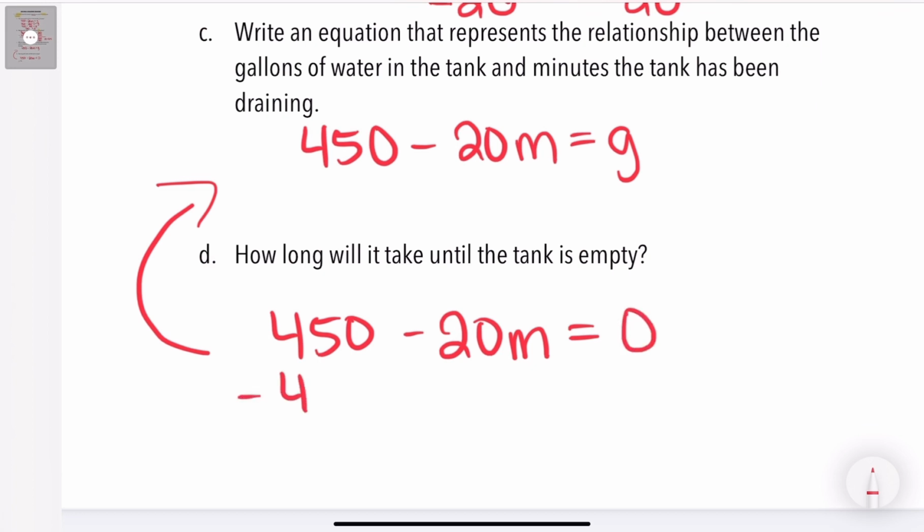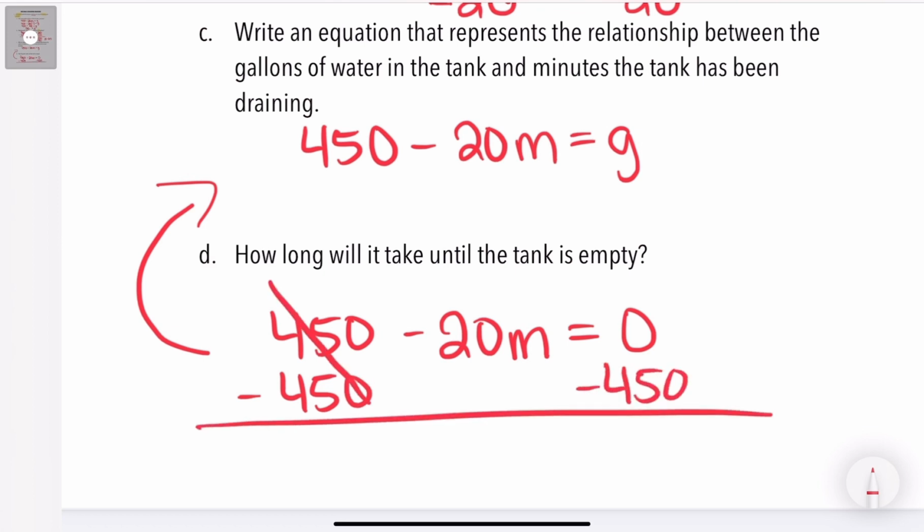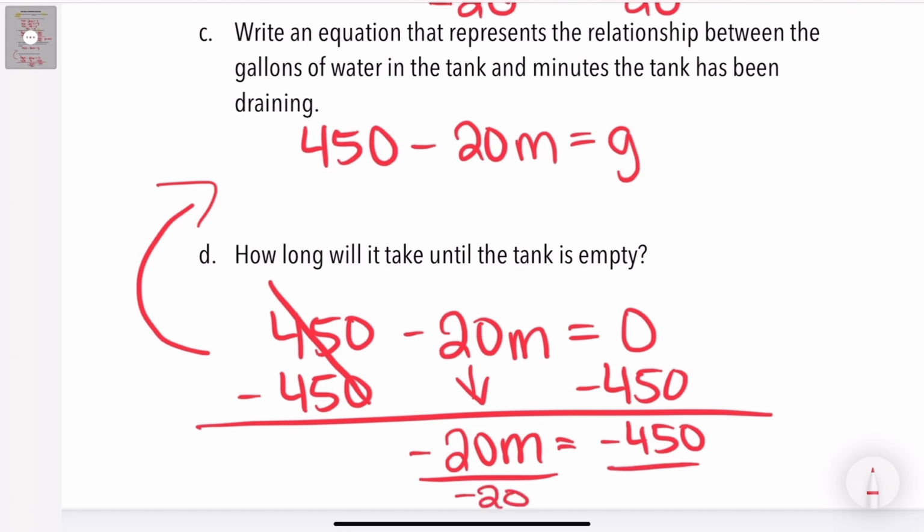We're going to subtract 450 on both sides. These will cancel out, and this will drop down. Don't forget that sign again. We have negative 20M equals negative 450. We're going to divide both sides by negative 20. Those will cancel out, and negative 450 divided by negative 20 is going to give you 22.5 or 22 and a half minutes. That is how long it will take for this 450-gallon tank to be empty if it is decreasing at a rate of 20 gallons per minute. And that's it.